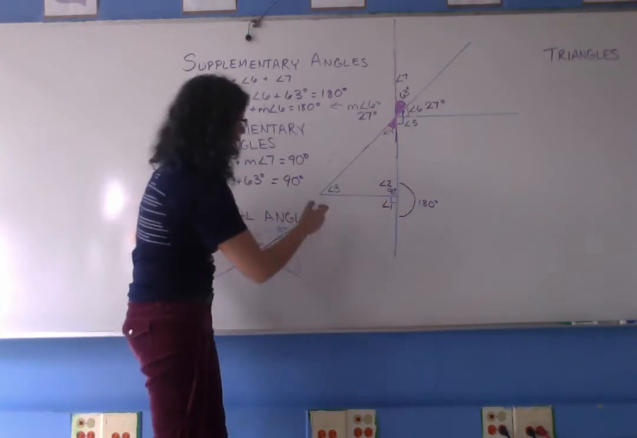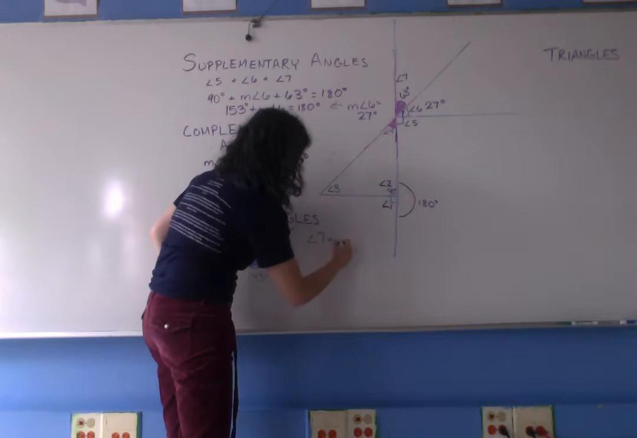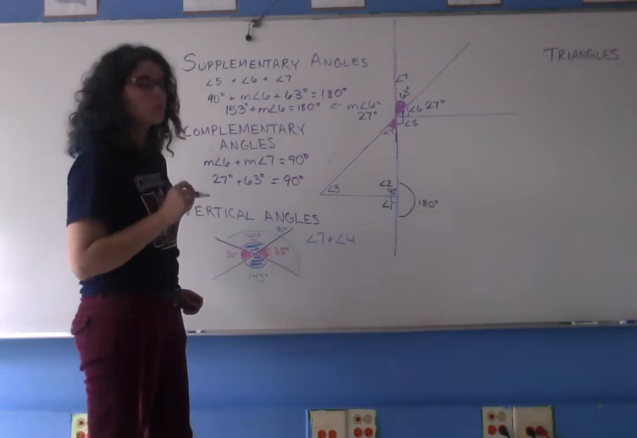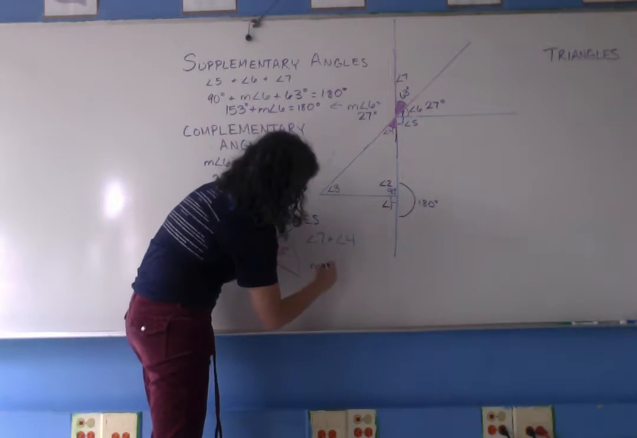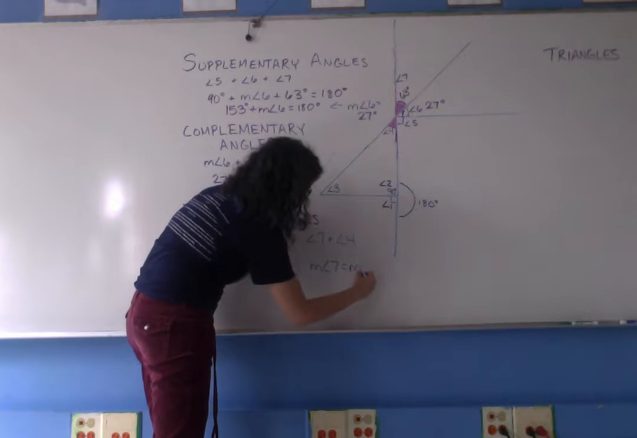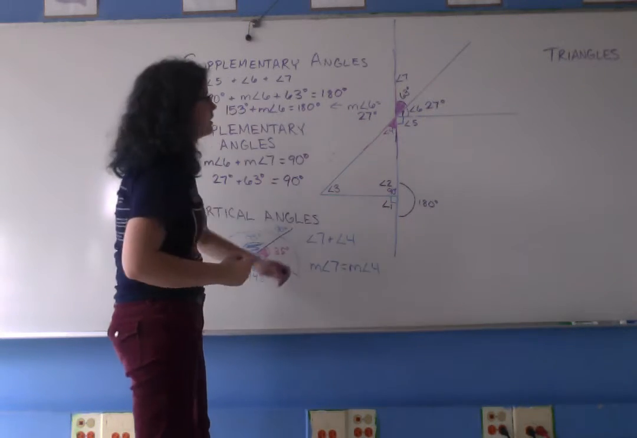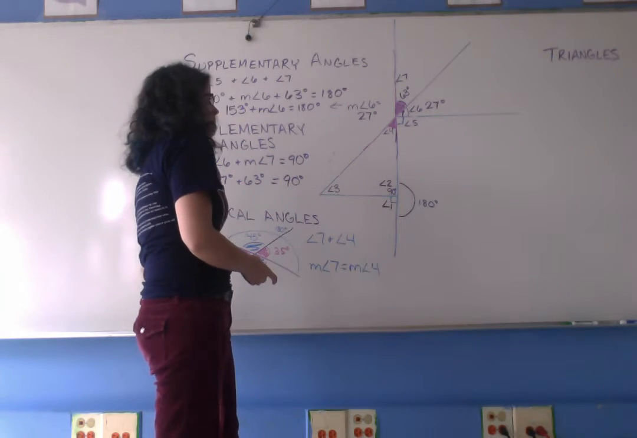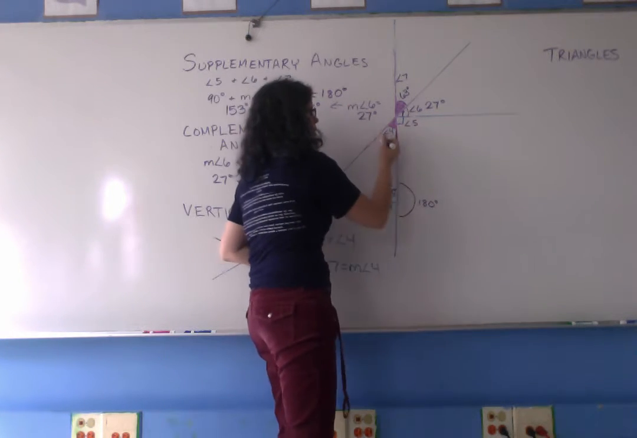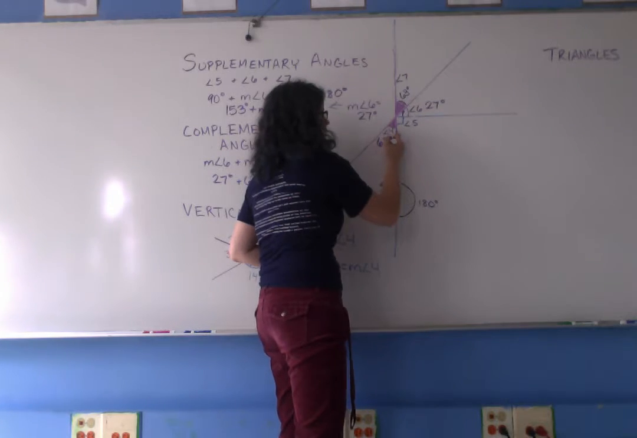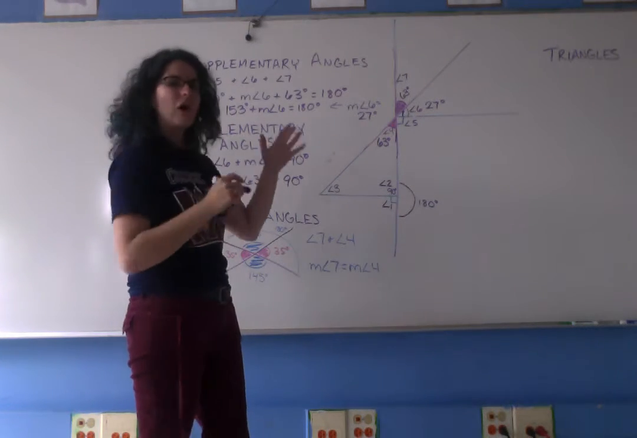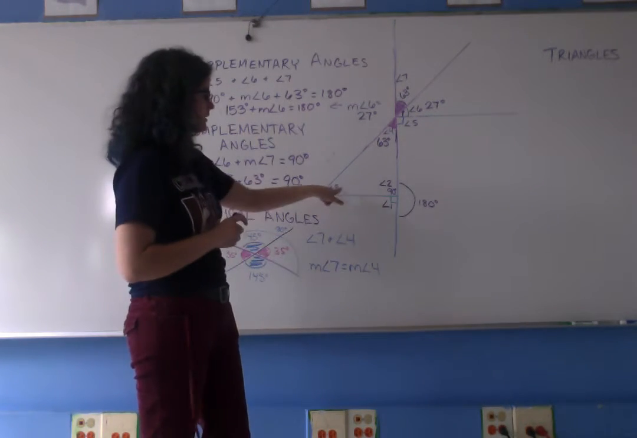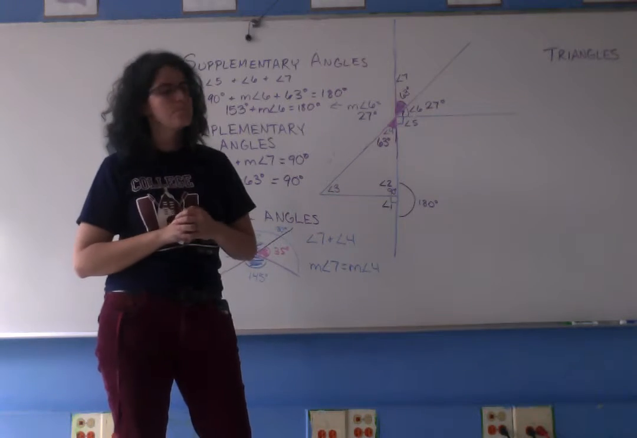I would say that angle 7 and angle 4 are vertical, which means the measure of angle 7 is equal to the measure of angle 4. Since the measure of angle 7 is 63 degrees, that means that I know that the measure of angle 4 is also going to be 63 degrees. So now I know all of my angle measurements in this puzzle except the measurement of angle 3.